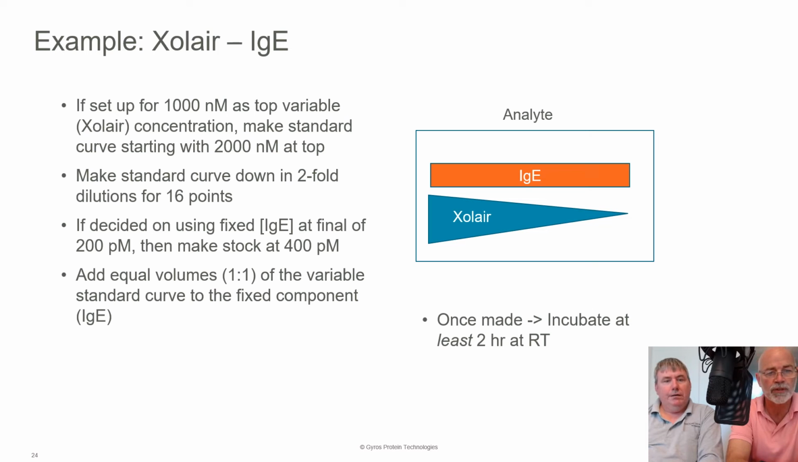And then if we've decided on a fixed IgE at a final of 200 picomolar in this example, then we'd make a stock at 400 picomolar, so that 2x concentration, so that when we add our fixed concentration to each of the 16 wells that have a variable concentration of Xolair in them, we're going to end up with a final concentration in the well that is half what we started with in our stock.